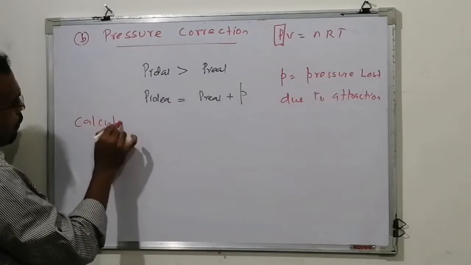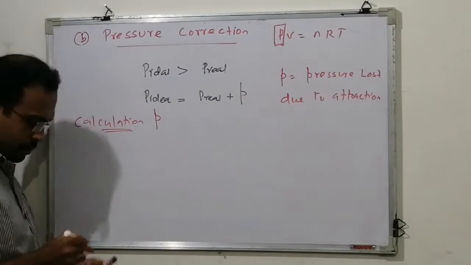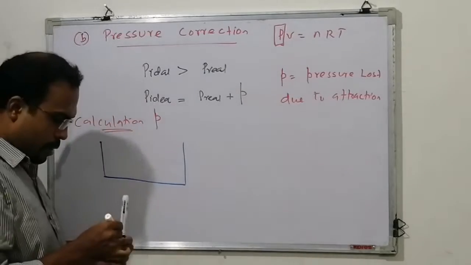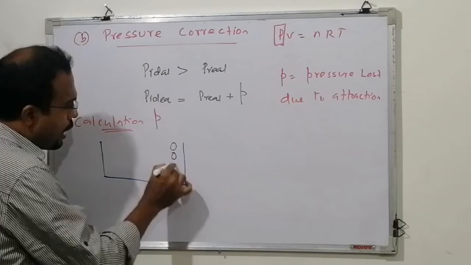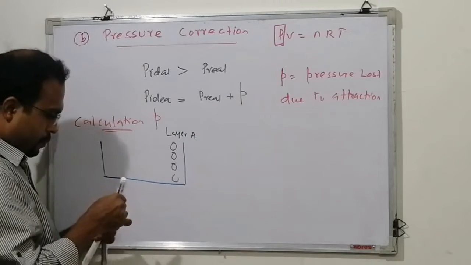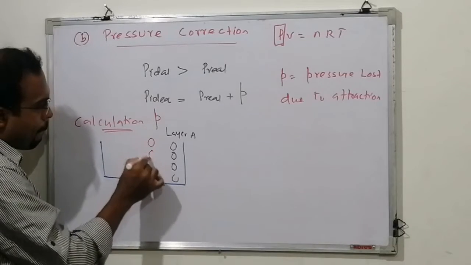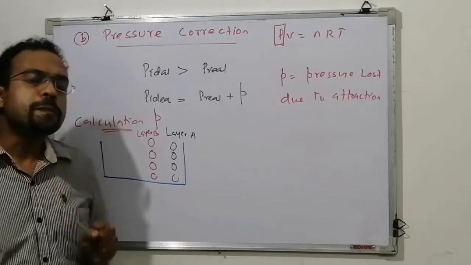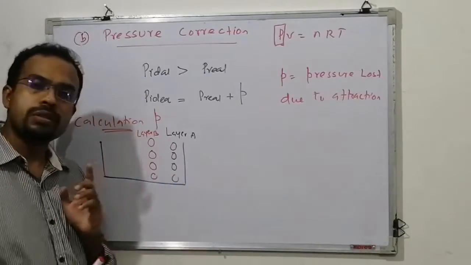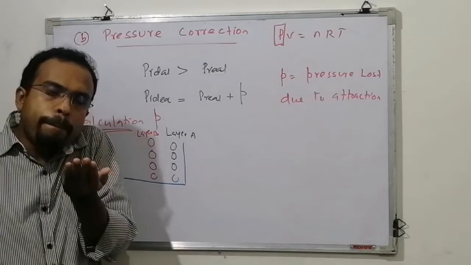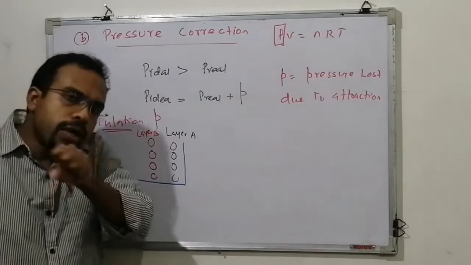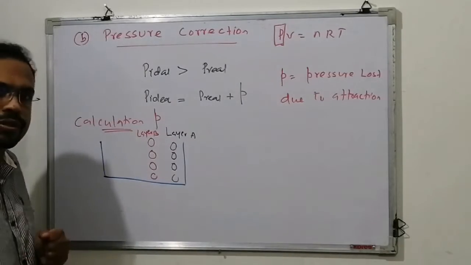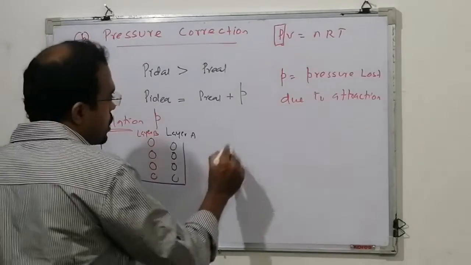Now, calculation of p. How do you determine it? Suppose you have a gaseous system like this, and this is layer A, and this is layer B. In an actual system, when layer A is going to hit the walls, layer B will pull back. Because of that pulling back, the velocity or force with which they are hitting will be reduced and pressure will be reduced.